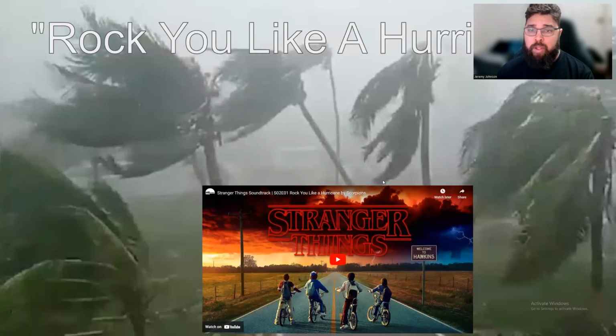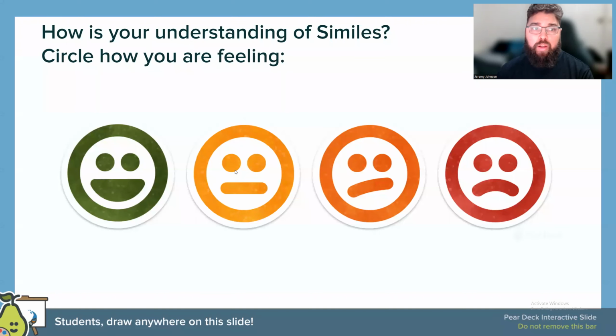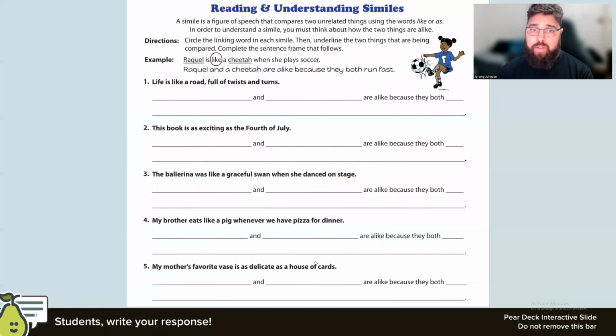And so we'll move on from metaphors to similes, and this is the definition of similes. And my favorite simile, in music, is rock you like a hurricane. And so here are some examples of similes, and these we'll discuss in class as a whole. We'll highlight either like or as in each one of these, and which two things are being compared.